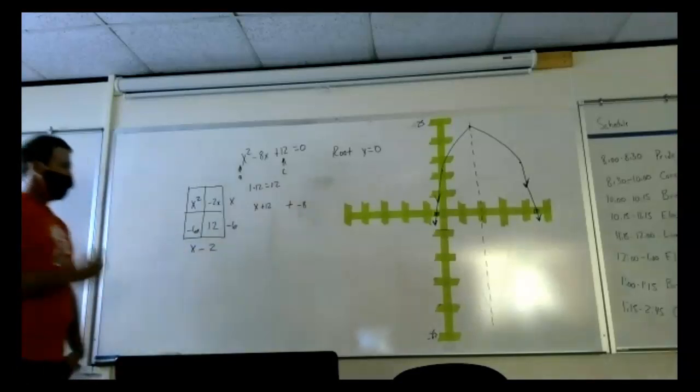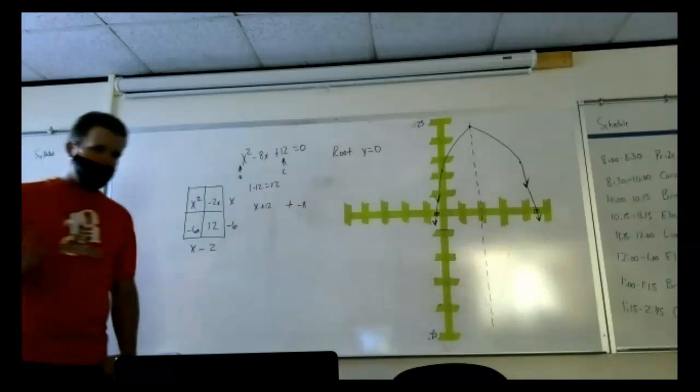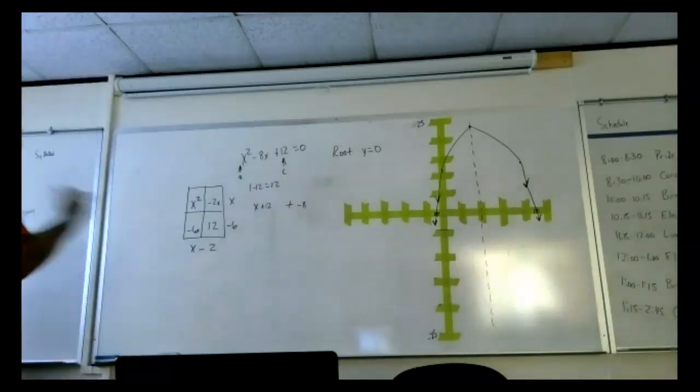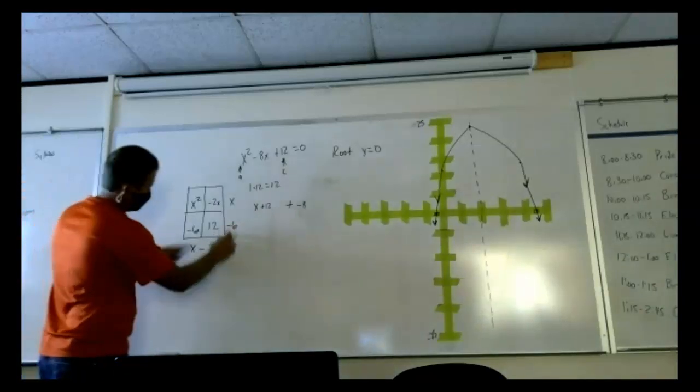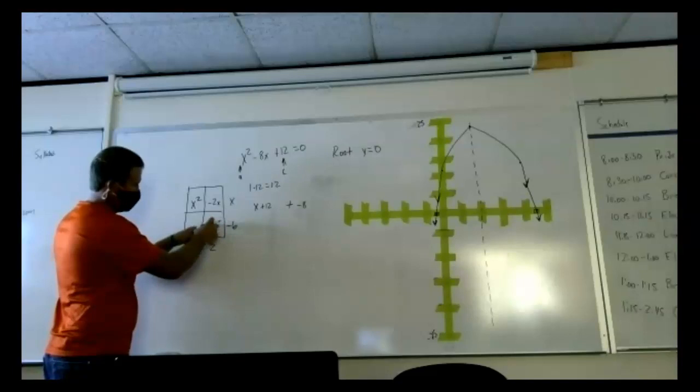The reason I like the box method is because it allows you to double check yourself. So I think I have my binomials. I just need to verify that. So negative 2 times negative 6, if I drag, where they meet is where they're multiplied.